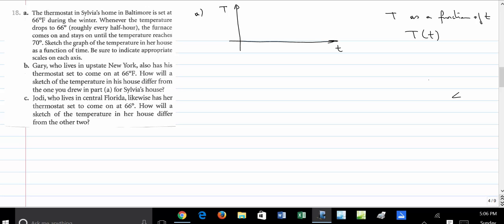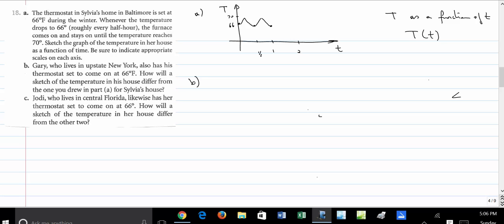Let's say this is 1, 2, every half an hour. It's set to 66, then it reaches 70 and comes back down in half an hour, and then goes up and comes back down in 1 hour.